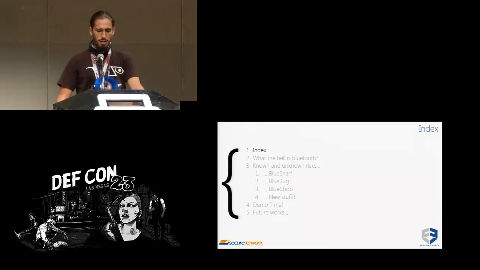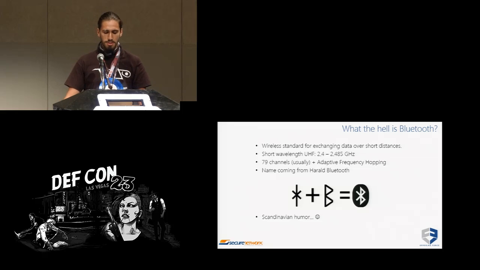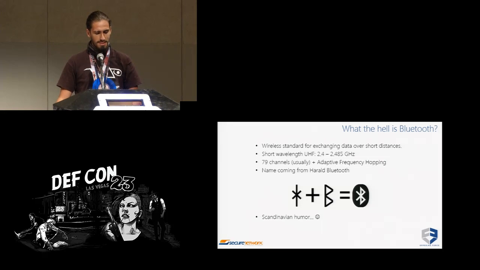Okay, so let's start this talk from the name of Bluetooth, because it is nice to spot this Scandinavian humor thing. The name Bluetooth actually comes from the name of a king of Denmark, I think of the 12th century, and his name was Harald, and the surname Bluetooth. And as you can see, those runic characters stand for H and B. They melt together, and this is the logo of Bluetooth. Okay, this was a nice story about that.